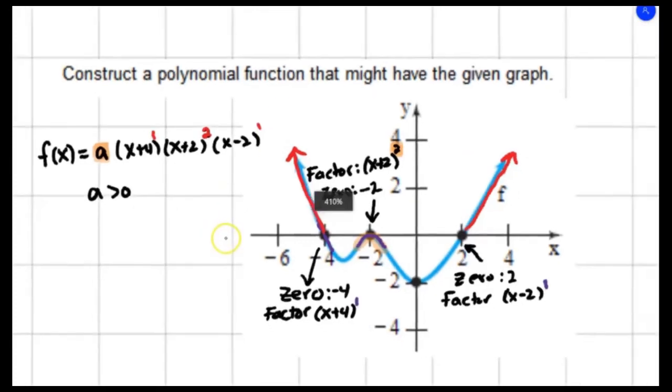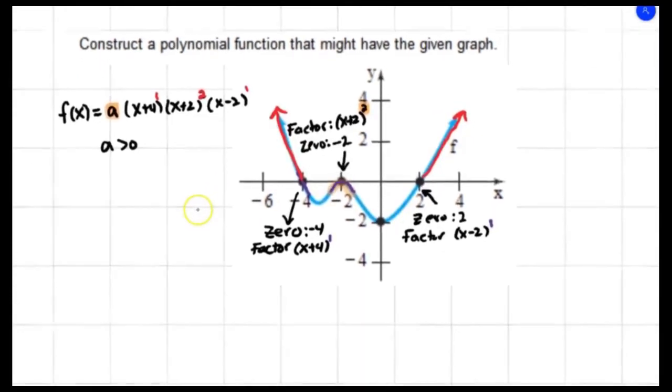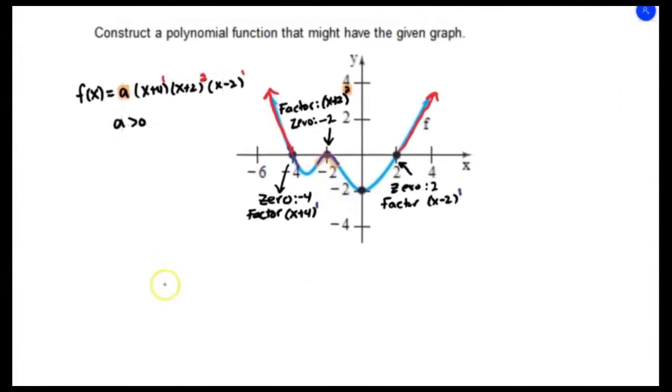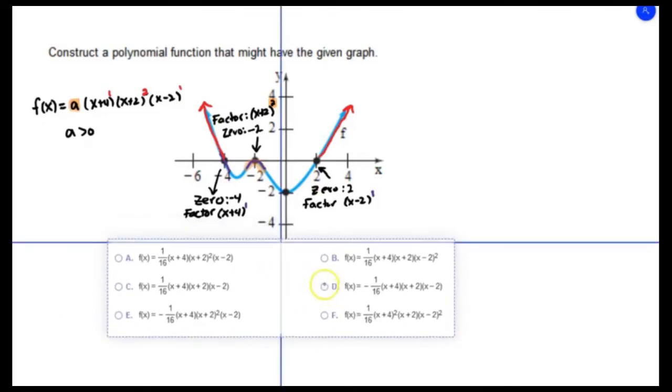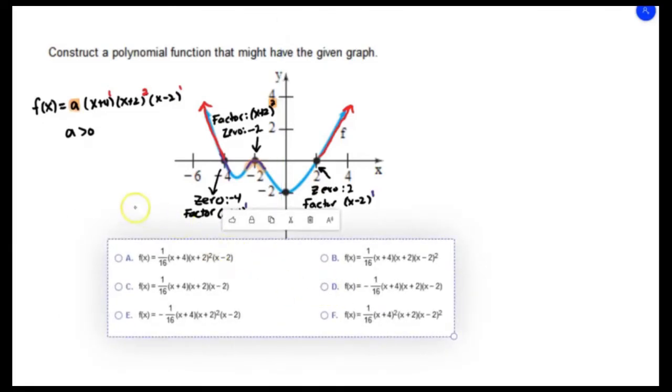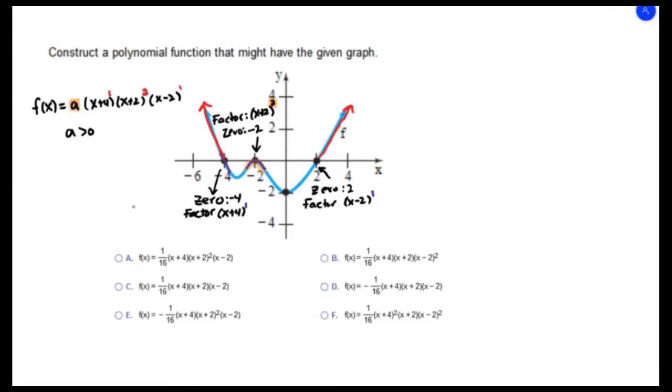Now I pulled this question, and the question had some multiple choice options. So I'm going to put those multiple choice options up here so that we can take a look at and see which one makes sense. So here we have a factor of x plus 4, a factor of x plus 2 squared, a factor of x minus 2, and a positive leading coefficient. So that's a possibility. So I'm going to put a question mark there as a maybe.